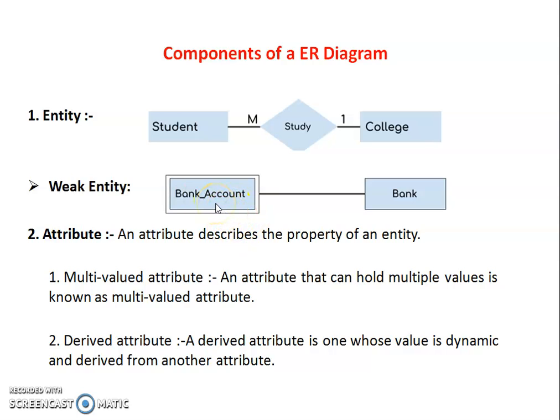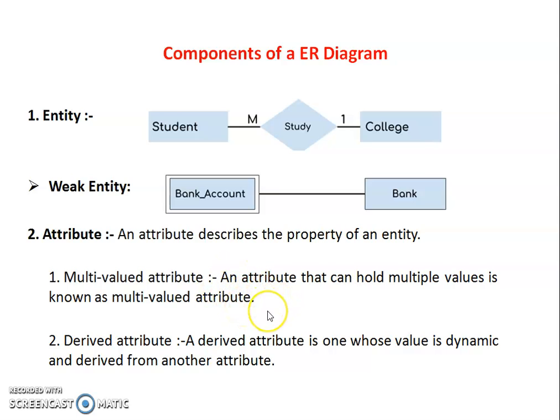Got it? Now the next type is attribute. An attribute describes the property of an entity. An attribute is represented as an oval in an ER diagram.